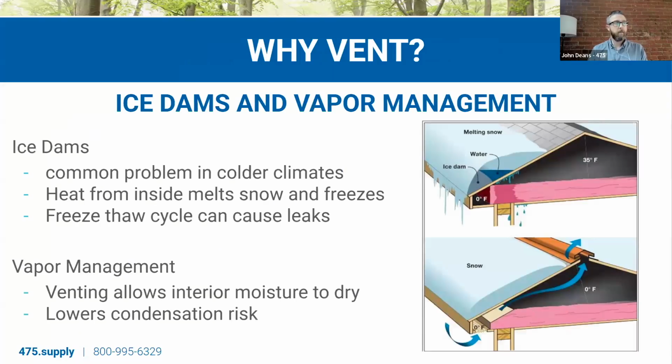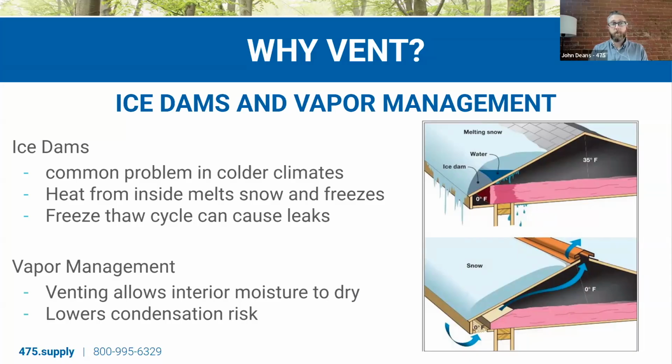So to start off with the why, this is particularly relevant in colder climates, sort of the northern half of the US and into Canada. Ice dams. Ice dams are a big issue. We have the warmth of the building bleeding out through the sheathing, warming the roof surface, allowing snow to melt and then turn to ice, and then the freeze-thaw cycle can mess with your roofing and then cause leaks. So we're trying to avoid that. That's one of the problems that we're dealing with.